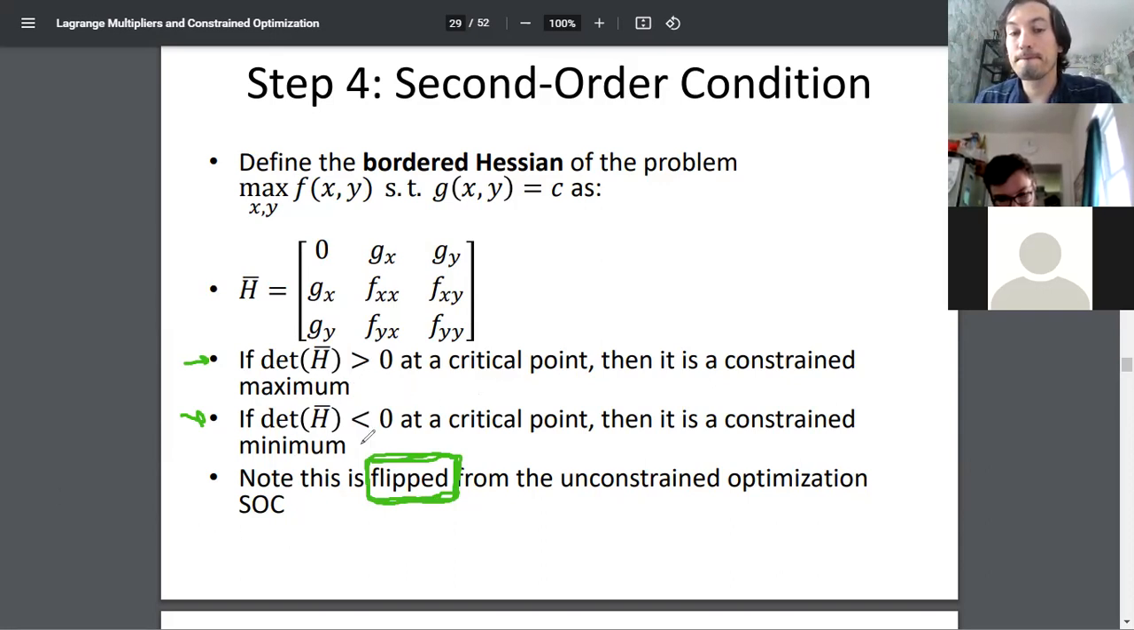So you get what I'm saying here about flipped? In the unconstrained SOC, you wanted the determinant to always be positive, but you wanted the first element to be negative for a maximum, and positive for a minimum. It's flipped now, so that now you're talking about the whole determinant of the bordered Hessian. So it's already a little different. The word flipped is a little questionable here. Is it really flipped? It's not necessarily flipped.